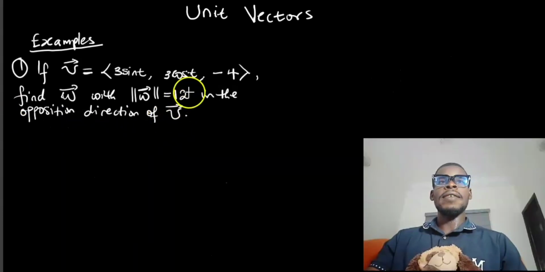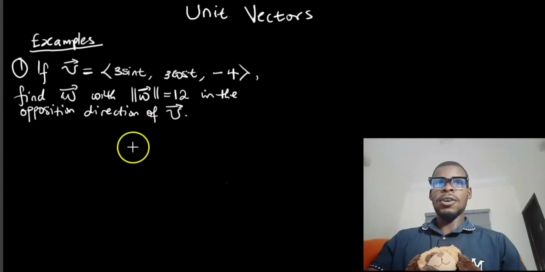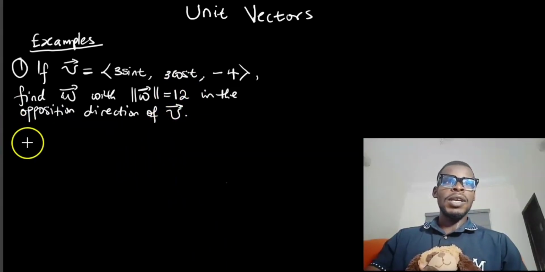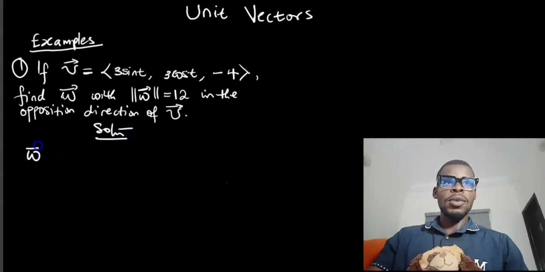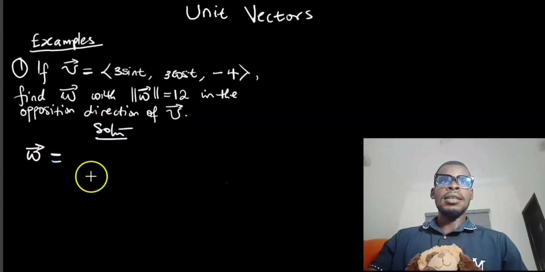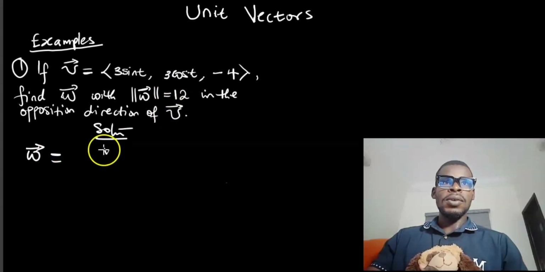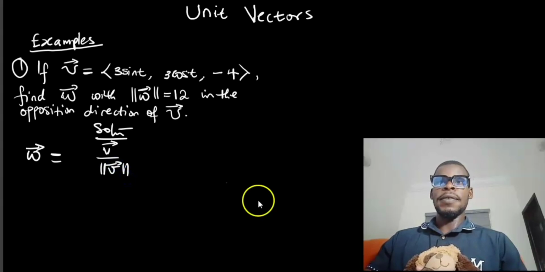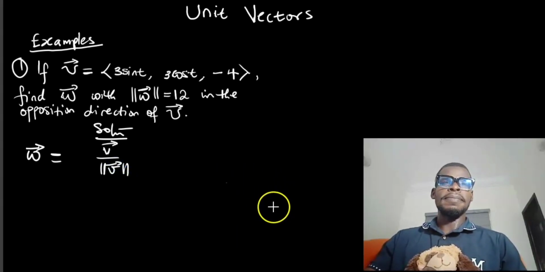The name unit vector is because the length of this vector is just 1. But in this case, we want to find a vector whose length is 12, pointing in the opposite direction of vector v. So let's put the solution first. I'm just going to put down the vector w which we want. The first thing I would do is get a unit vector pointing in the direction of vector v. To get that, you just have to say vector v divided by its length. So why is this crucial? Well, in one of our previous videos posted on the playlist, where we looked at vectors, I think it had to do with multiplication of a vector by a scalar.